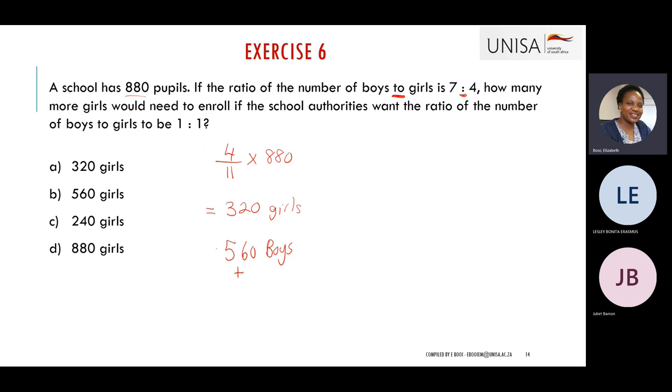Because if we have 320, the authorities can just enroll 240 more girls into the school, then the ratio will be 240 plus 320, which will give you 560. And the ratio will be 1:1. If they want to enroll more girls only, they will need 240 girls to make the ratio 1:1.